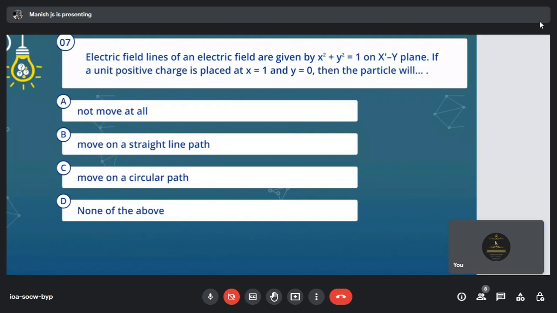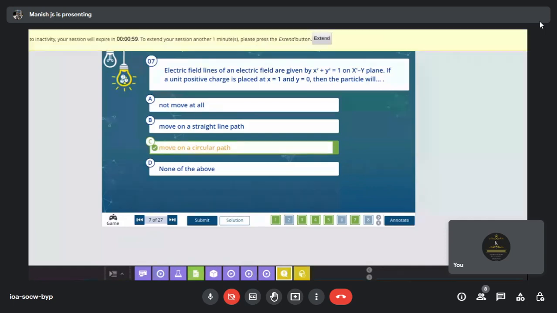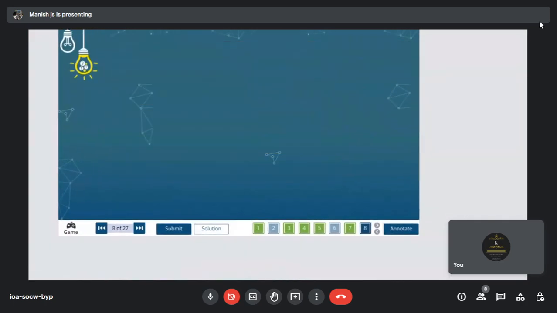Here we have to rely on the equation only. So what does x square plus y square equal to 1 represent? What is the path? Circle. Very good. It is a unit circle, right? This represents a unit circle. So what will be the trajectory? Move on a circular path? Yeah. Is it clear? So based on the equation, we are coming to a conclusion. So quite easy only. Okay. So moving on.